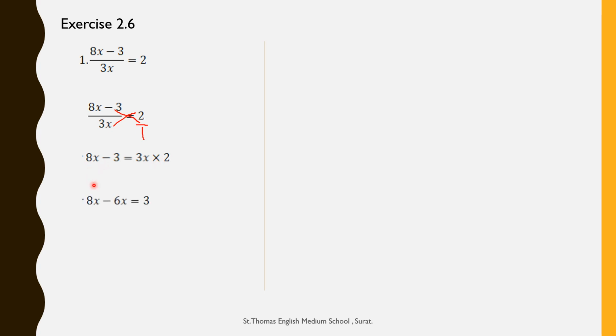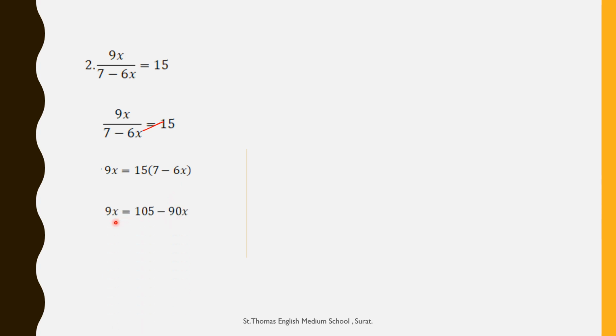So 8x minus 6x is equal to 3. One positive number, one negative number, we can subtract. 8 minus 6, that is 2x is equal to 3. So x is equal to 3 by 2. This is a multiplication. If it goes here, it becomes division. So x is equal to 3 by 2. It's clear?